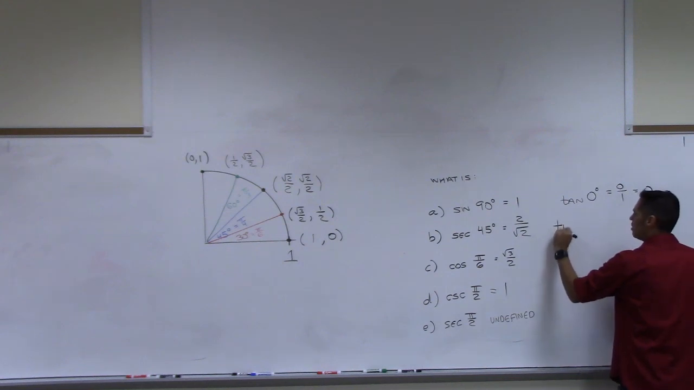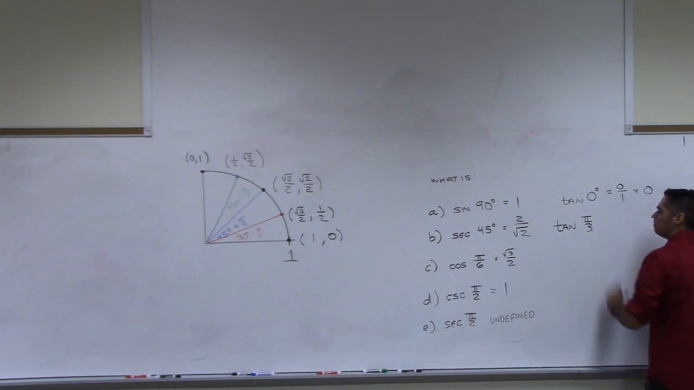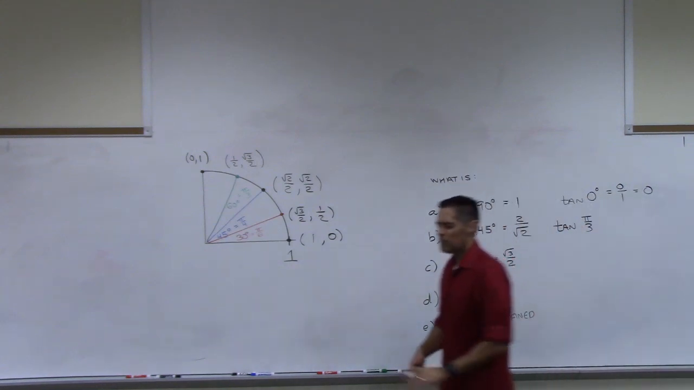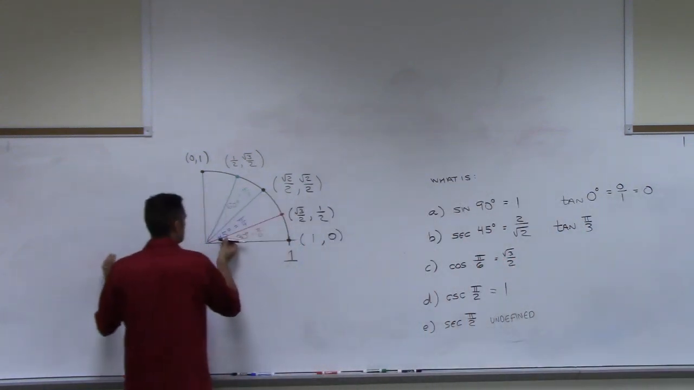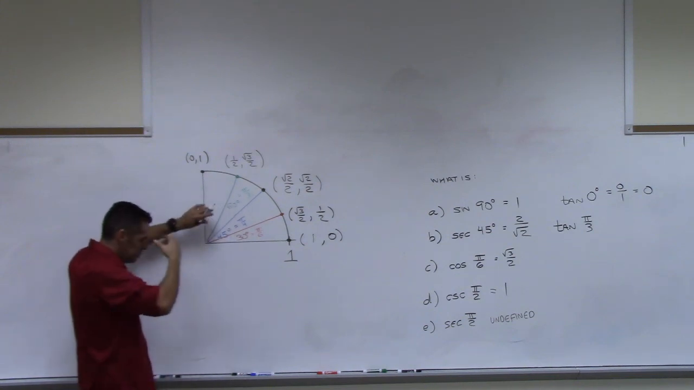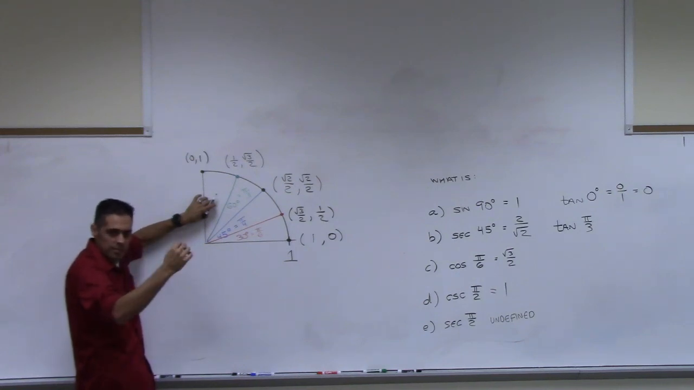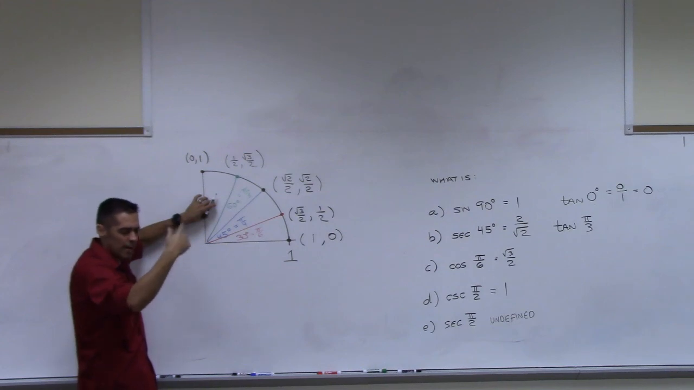What is tangent of pi over 3? So I'm going to go to pi over 3, which is 60 degrees, right? Go up there, and then I take a split second to think about the x and y coordinate. The x coordinate is 1/2. The y coordinate is root 3 over 2. Yes? 1/2, root 3 over 2.